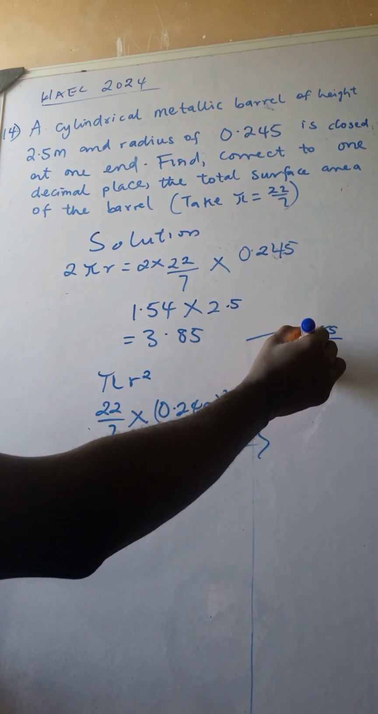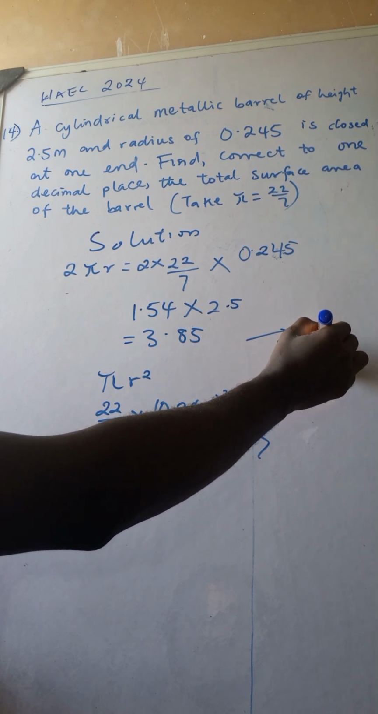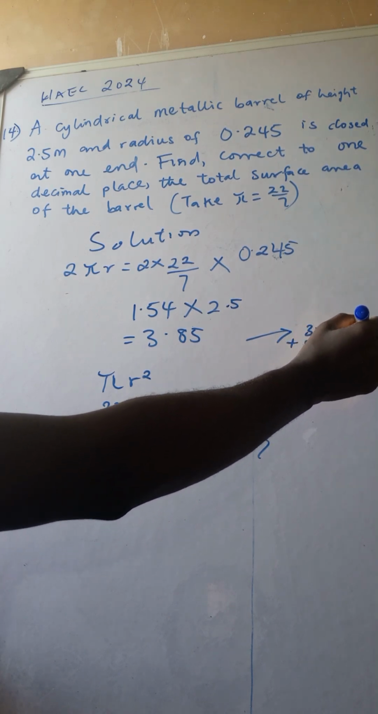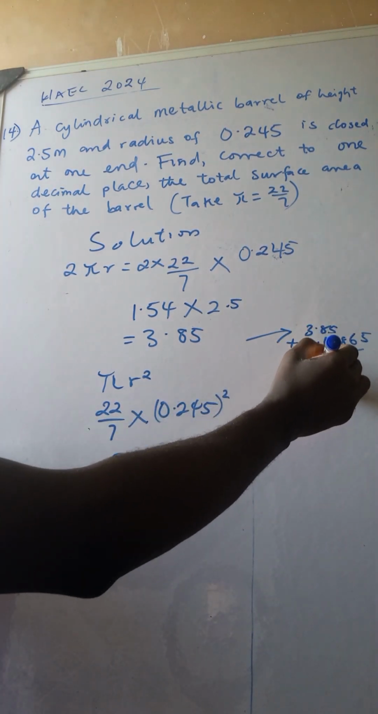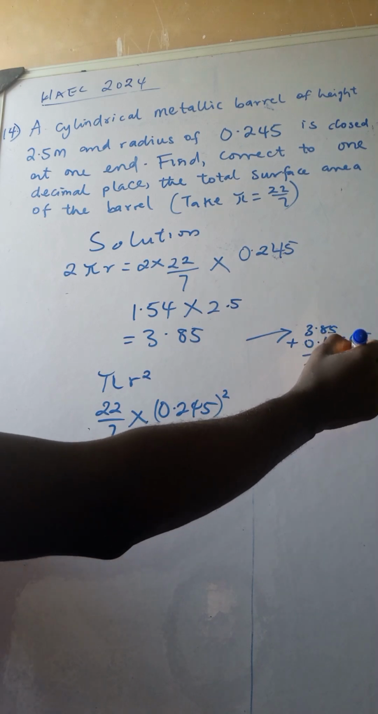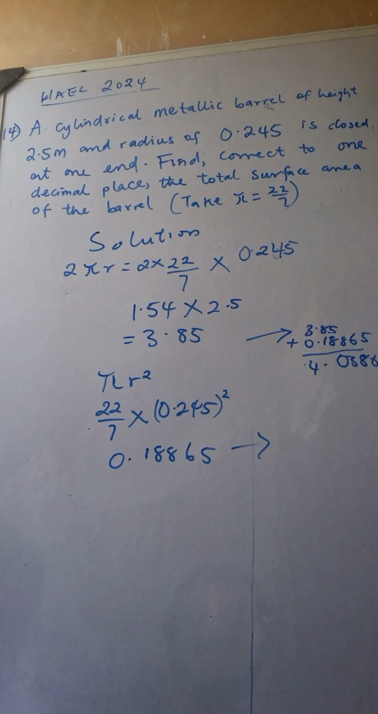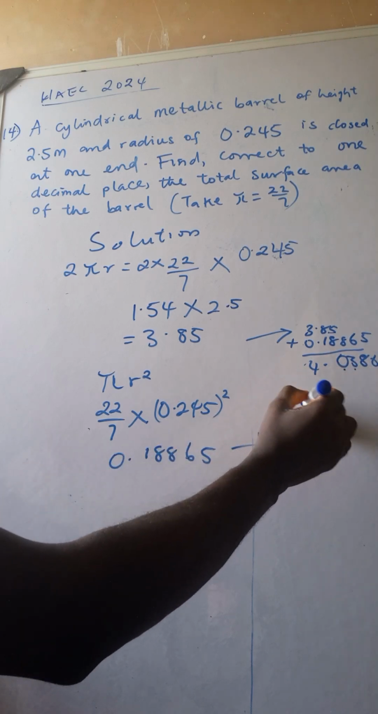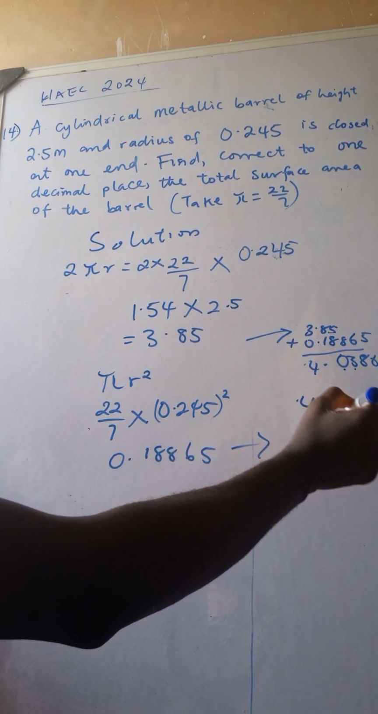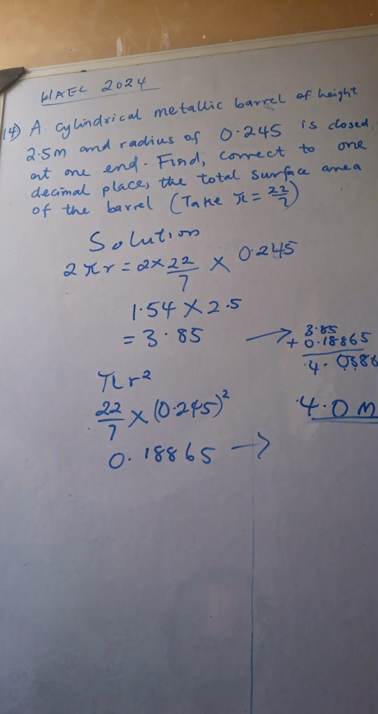So if you now add this together, 3.85 plus 0.18865, you are going to end up getting 4.03865. So that will be your final answer. Remember, the question says you should correct to one decimal place. This number is not up to 5, so our answer is 4.0 meter squared. That would be the total surface area.